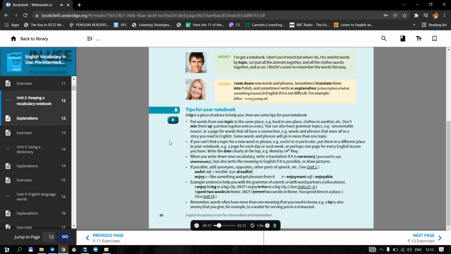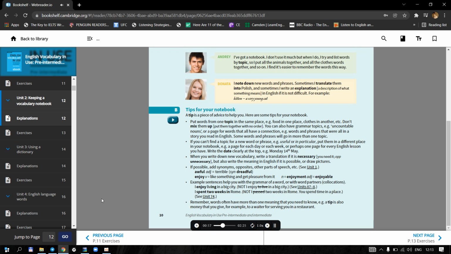For example, uncountable nouns, or a page for words that all have a connection. For example, words and phrases that were all in a story you read in English. Some words and phrases will go in more than one topic. If you can't find a topic for a new word or phrase, for example, useful or in particular, put them in a different place in your notebook.